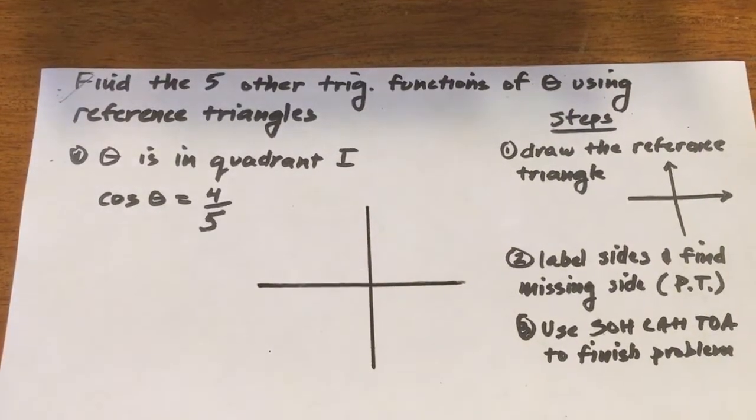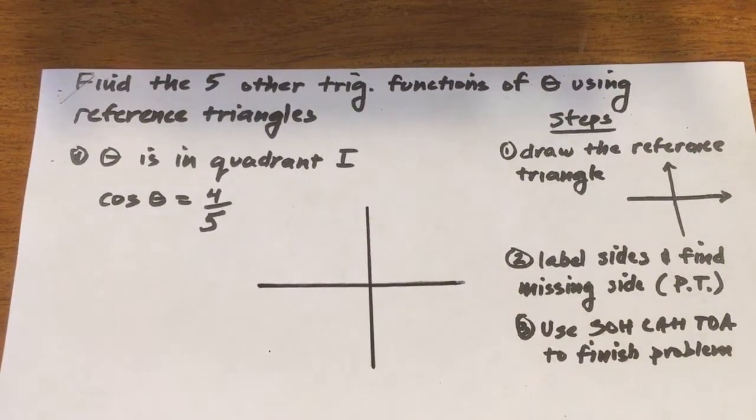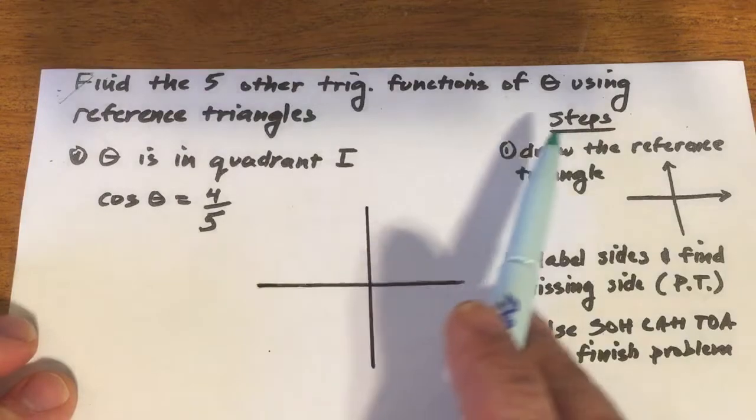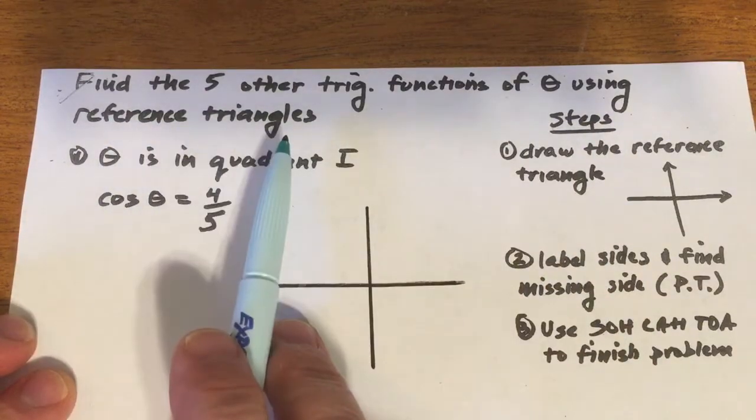Okay, the next thing that we want to do is be able to use reference triangles. We've used them a little bit before, but this style problem is going to be a little bit different. It's going to end up being something that overlaps with what we learned about the phrase, all students take calculus. Let's get started. Find the five other trig functions of theta using reference triangles.